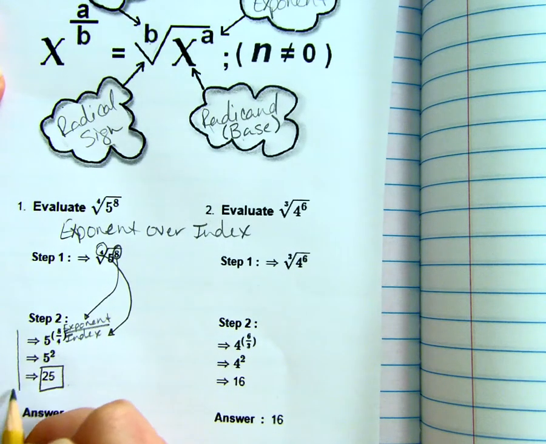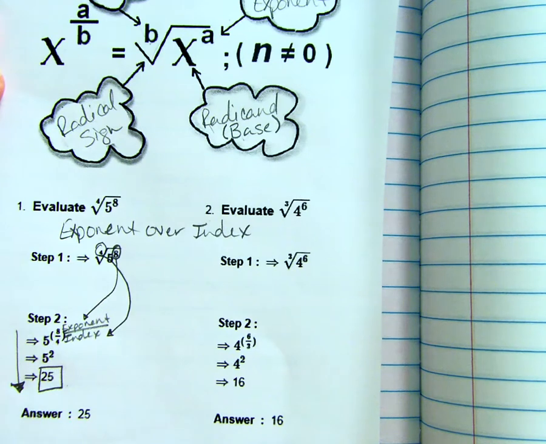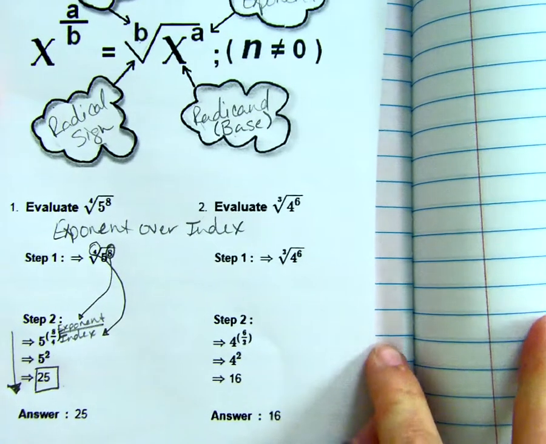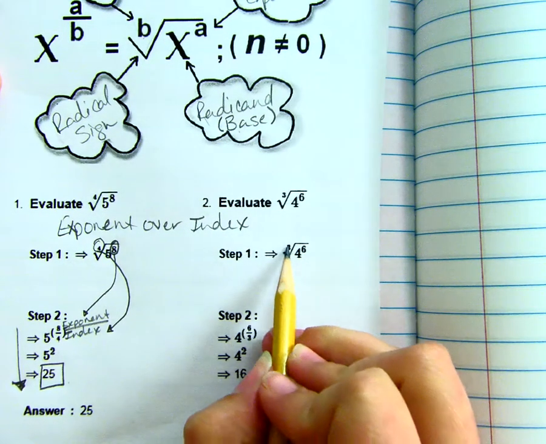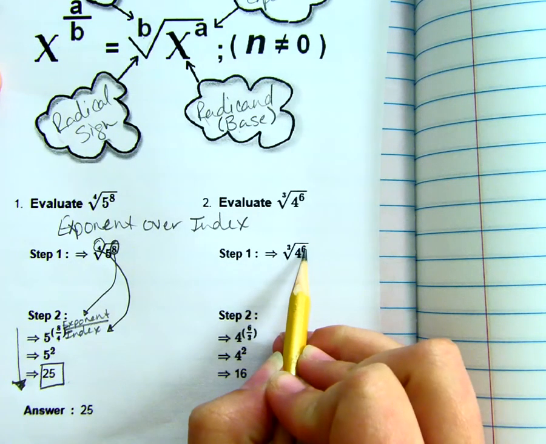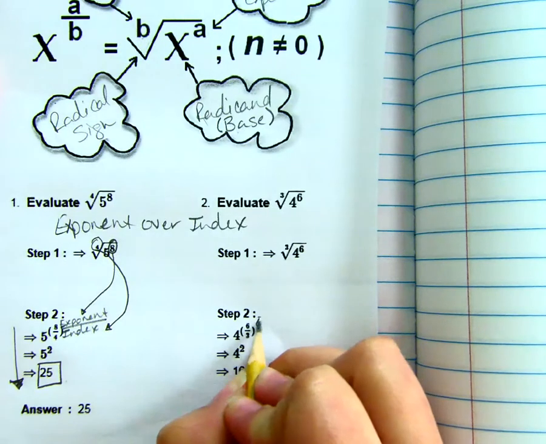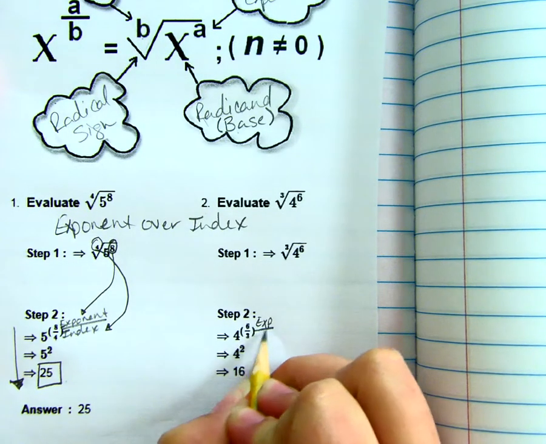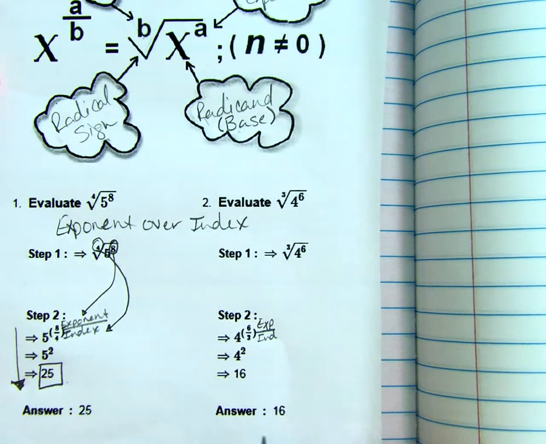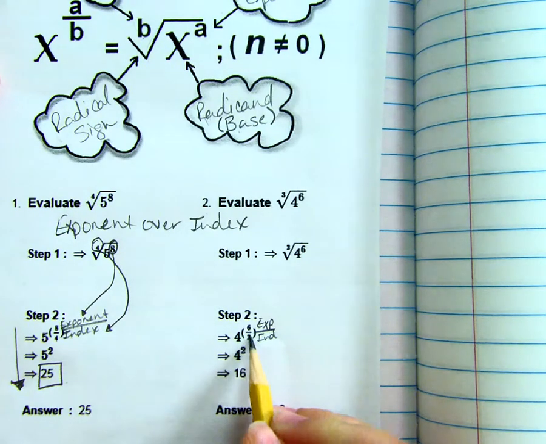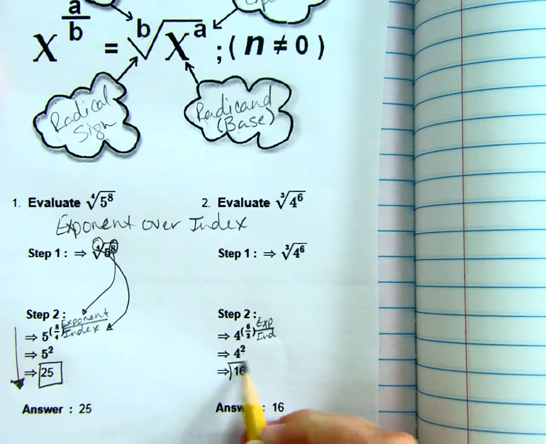Notice they are working down the page. We will always work down the page. So they have one more example for you, which is the cubed root of 4 to the 6th power. Same thing. I'm going to write the exponent over the index. 6 divided by 3, and that gives me 2 as well, which we can simplify to 16.